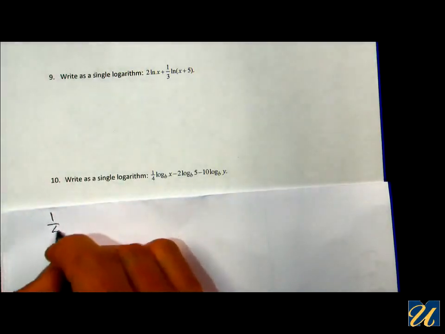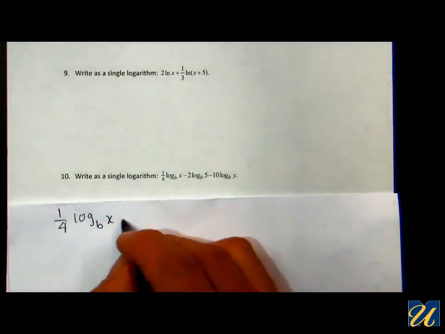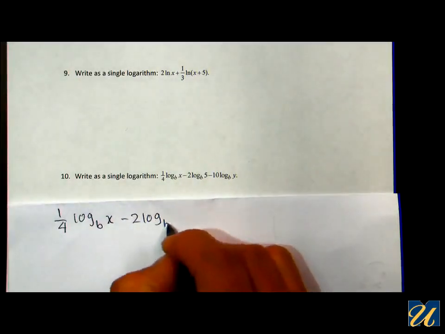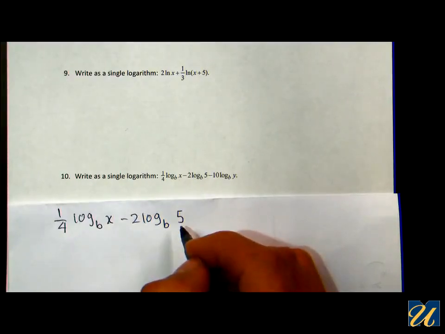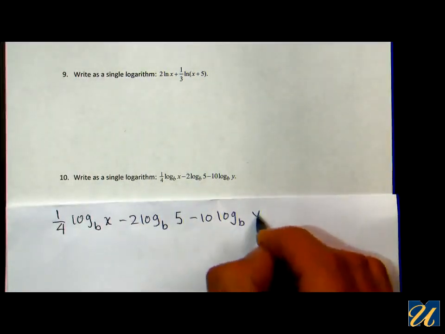Write as a single logarithm. Okay, so now it looks like we have 3 pieces to manipulate. So let's record those pieces right here. 1/4 log base b of x, and then we have minus 2 log base b of 5, and then minus 10 log base b of y. Okay, this one's a little tricky.